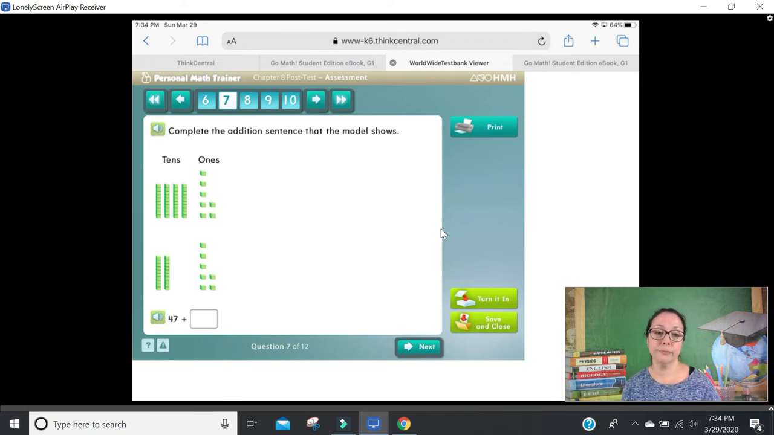Complete the addition sentence that the model shows. All right, sorry about that speaker coming out. Okay, so tienes que completar la oración de sumar que dice el modelo.